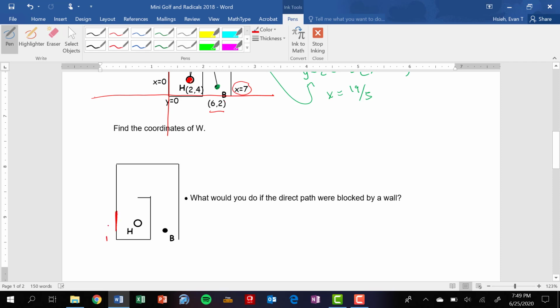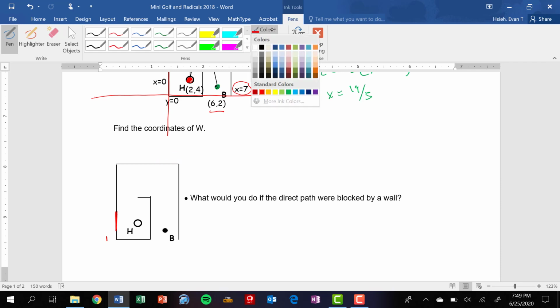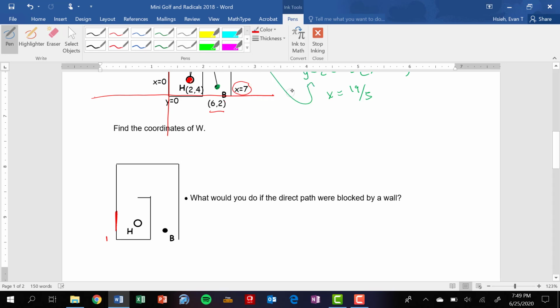Let's call that wall number 1. And then let's do a second wall here. This wall up here.